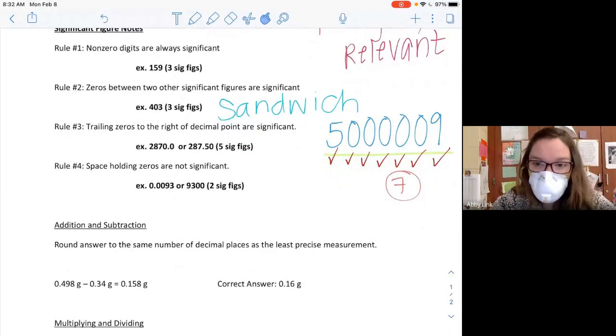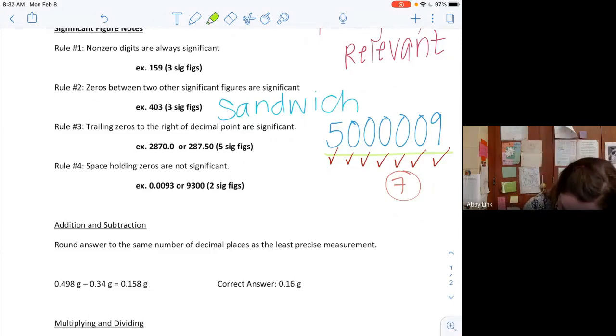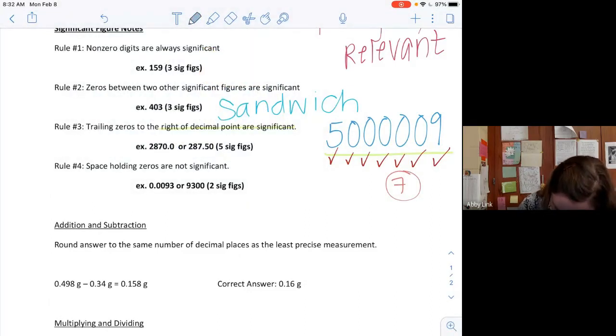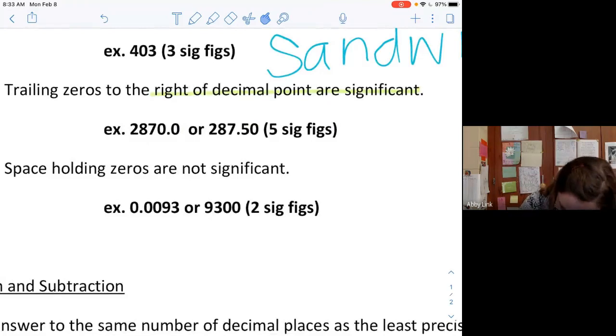Here's where things get tricky when we start throwing in decimal places. Trailing zeros to the right of a decimal point are significant. Let's take a look at this first example. I have 2,870.0. Because this 0 here is to the right of a decimal point, it is significant.